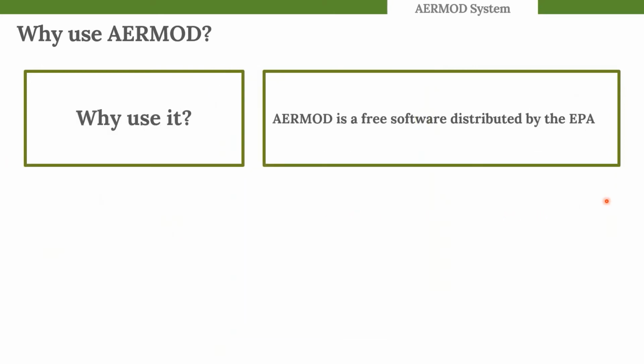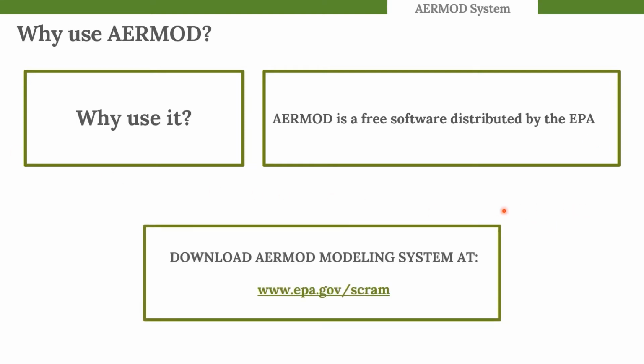And last but not least, actually it's really something: Aermod is free software distributed by the EPA, the Environmental Protection Agency of the United States. You can find on the internet some third-party paid software that uses the Aermod modeling system with a friendly user interface, but you can also use it for free. That's what we are going to show on this course.